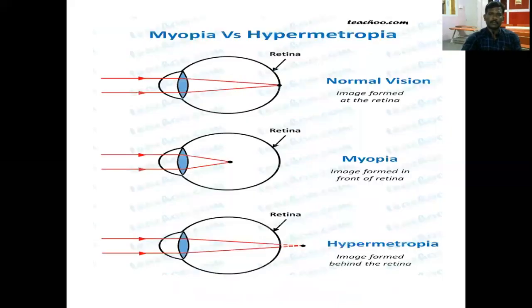And the defects of vision. Your textbook discusses three defects: myopia, hypermetropia, and presbyopia. In normal vision, the image is focused at a point on the back side of the eye, the retina. For a person affected by myopia, the image is formed in front of the retina. In hypermetropia, it is formed behind the retina.